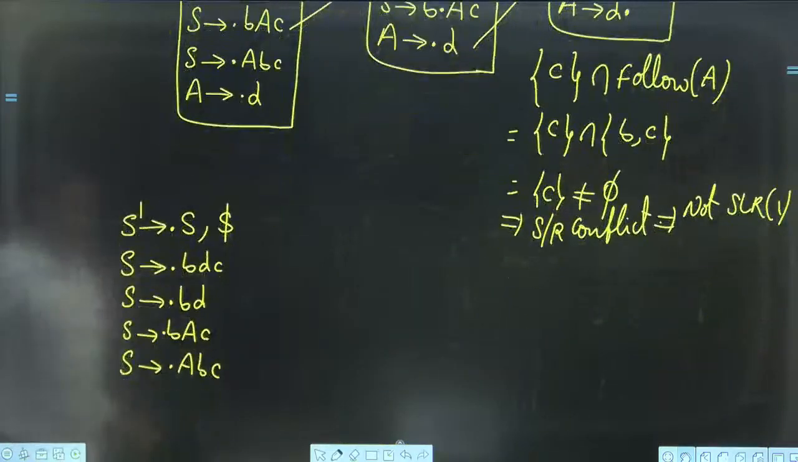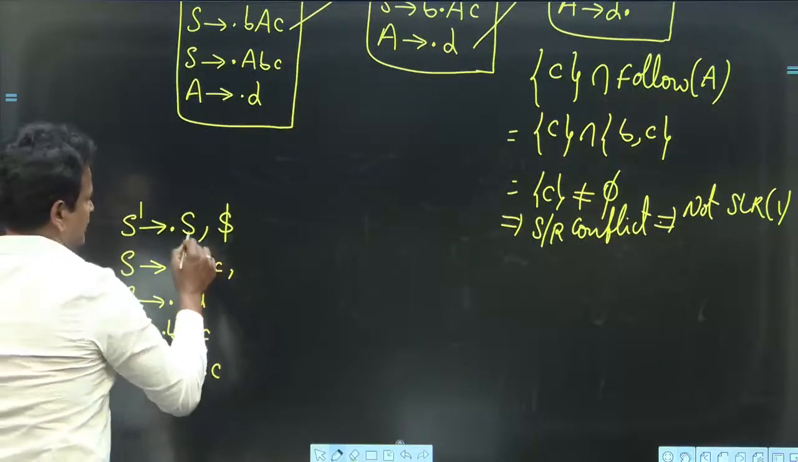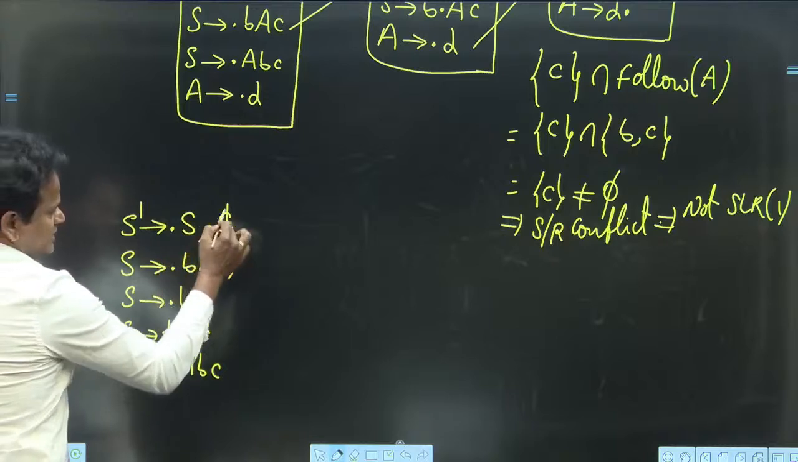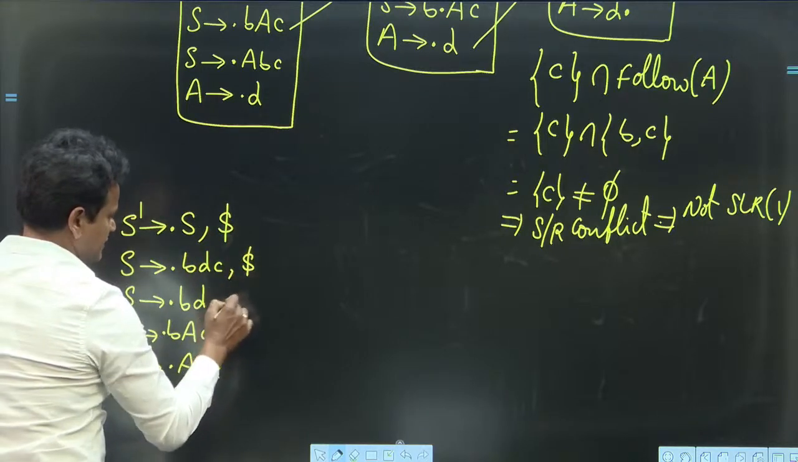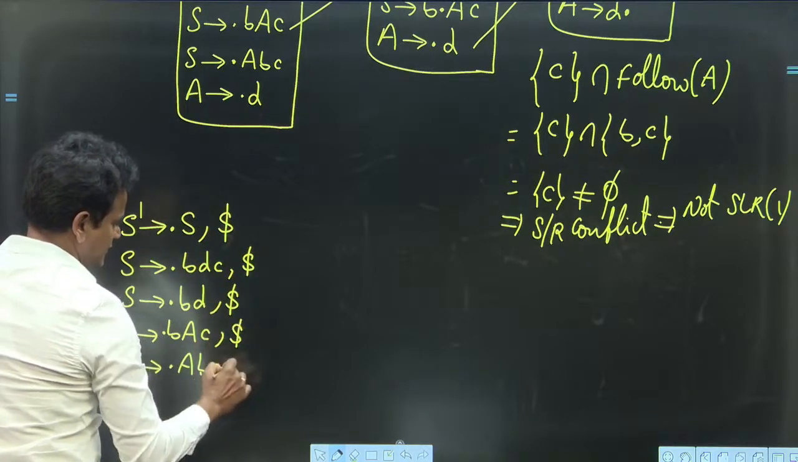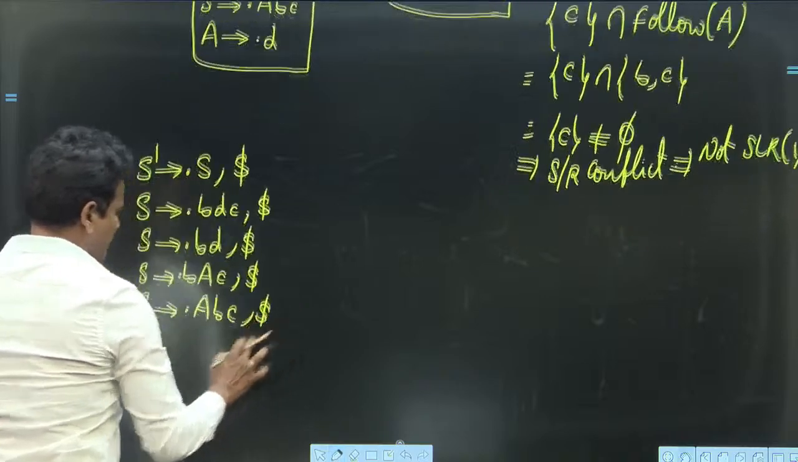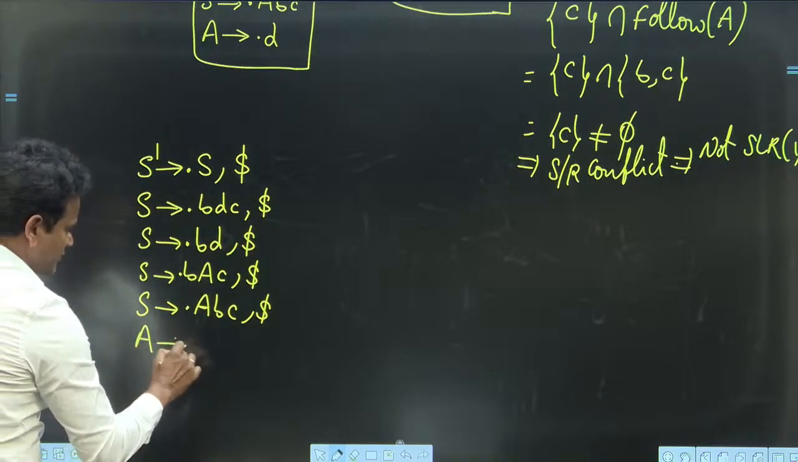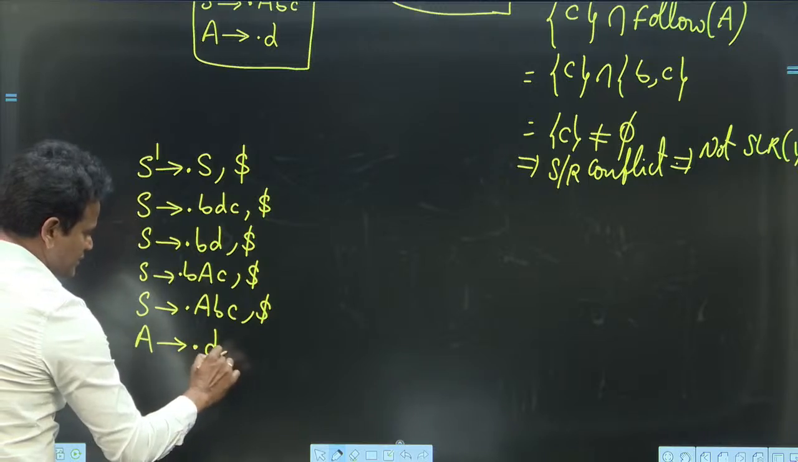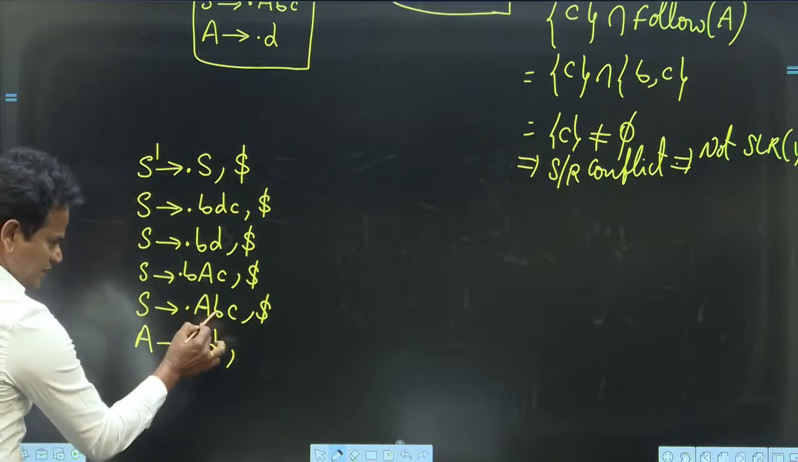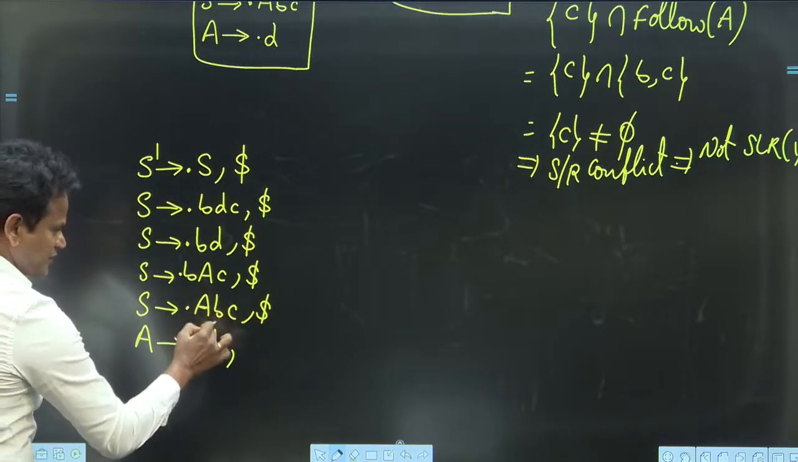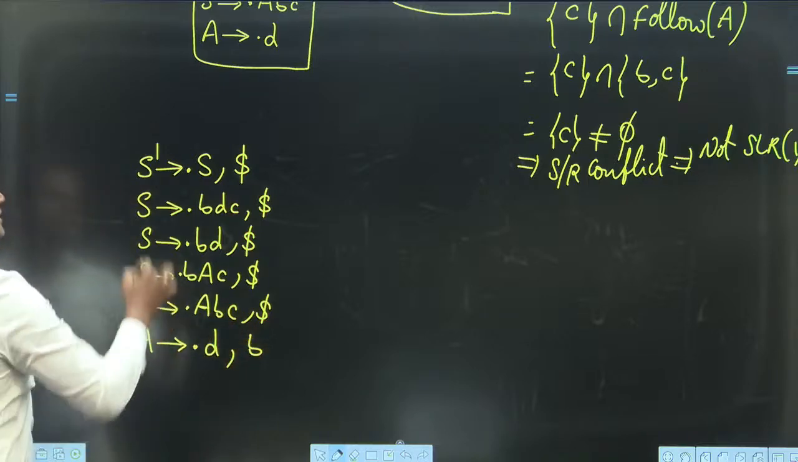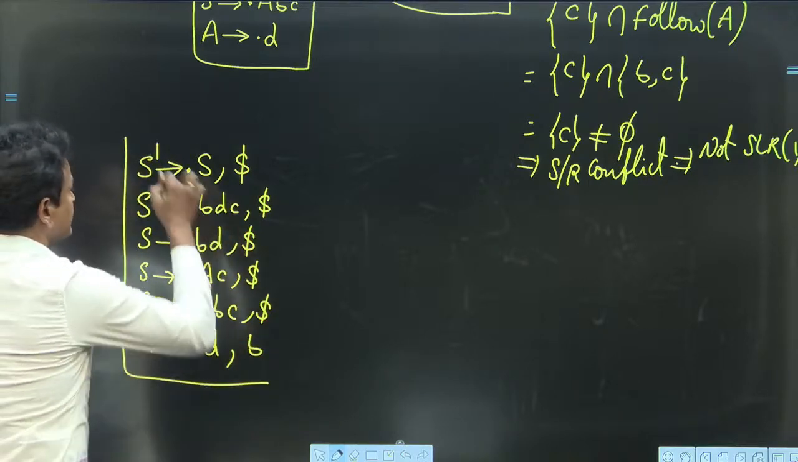Okay. So here what will be the lookahead after dot S, after nothing? So we will copy this lookahead here: dollar, dollar, and dollar. Now dot before A, so add every production of A. A has only one production, A derives dot D, and after A what is this here? B. What is first of B? B only. Now we will close this.